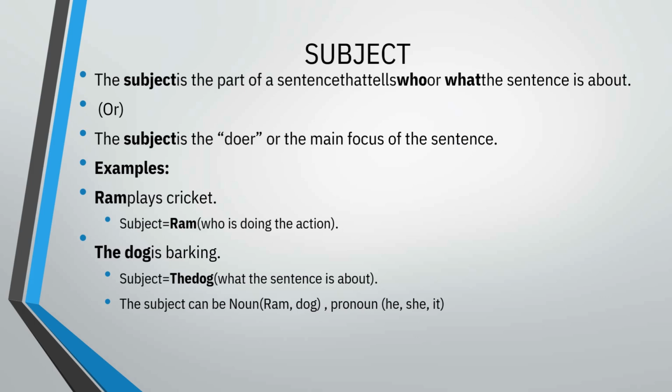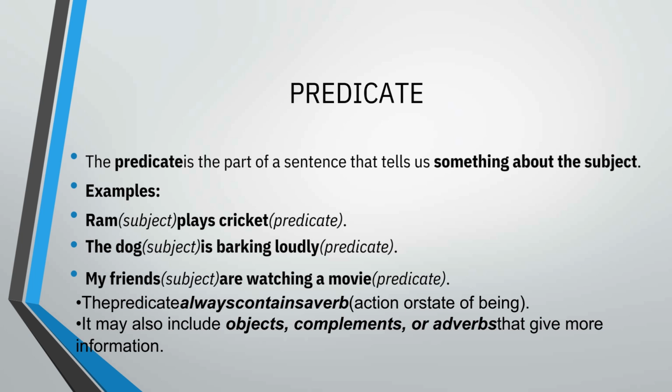Examples: Ram plays cricket. Subject equals Ram, who is doing the action. The dog is barking. Subject equals the dog, what the sentence is about. The subject can be a noun, Ram, dog, or a pronoun, he, she, it. What is the predicate? The predicate is the part of a sentence that tells us something about the subject.